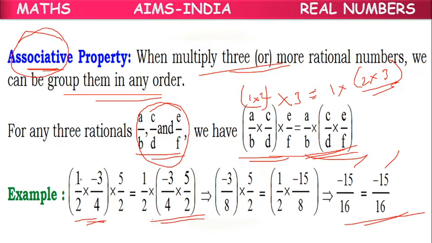Here, what is the answer? 1 3 times 3, 3 5 times 15. So plus into minus, minus; minus into plus, minus. 2 4 times 8, 8 2 times 16. LHS is minus 15 by 16. What about RHS? 5 into 3, 15; 15 1 is 15. Here plus into minus, minus; minus into plus, minus. 2 4 times 8, 8 2 times 16. The answer is the same.